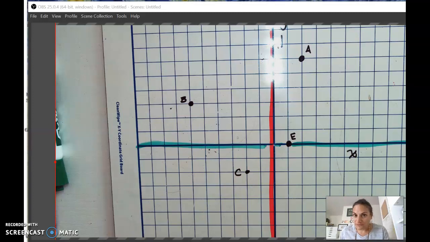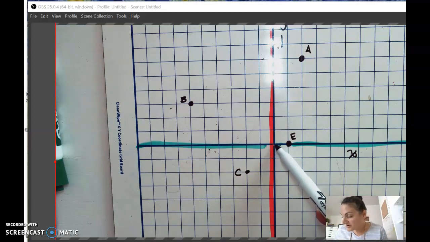All right, so my other thing that I want to review is how you plot and find the values of points. Okay, so I have to make sure that I'm counting starting from the origin, which is 0, 0. But I also have to make sure that I don't count on the origin. I count up or down from it, or away, right and left from it.